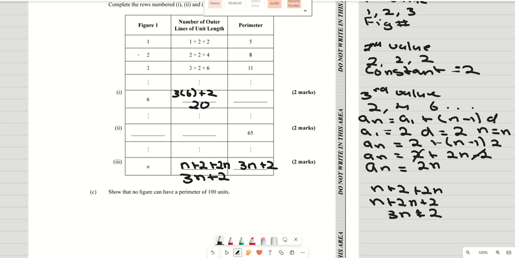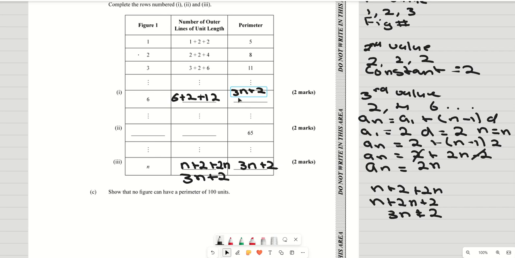This one here will be 3n plus 2. That would be, I am incorrect for adding this up. No, they want it in the form. So this is not supposed to be the answer. The answer would have been 6 plus 2 plus 12. Right?